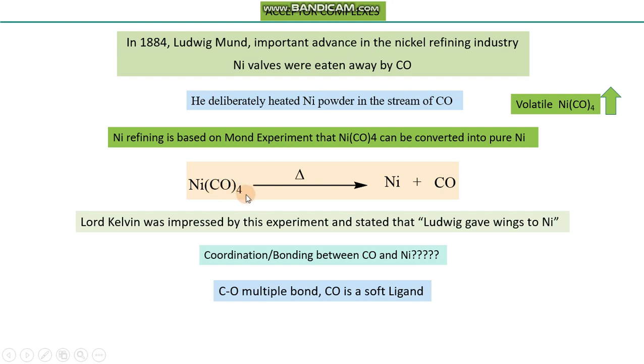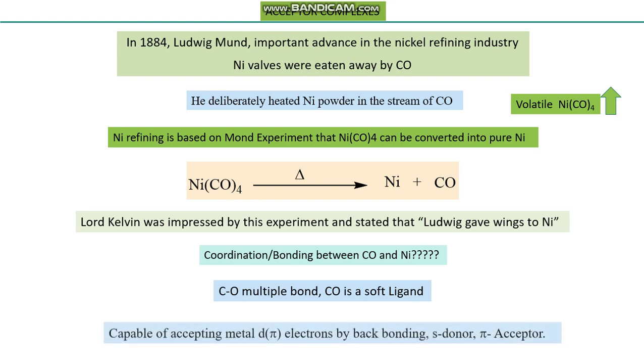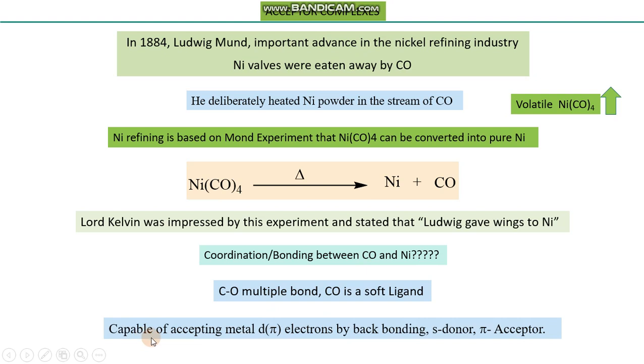And by nomenclature, this is tetracarbonyl nickel(0). So again, we have to mention the oxidation state of nickel in the name of the complex while naming it, according to the IUPAC system. Now, let's go a little bit more forward.